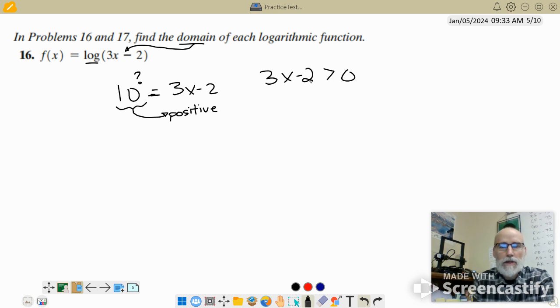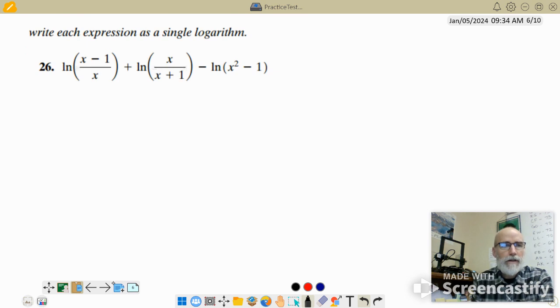So we want 3x minus 2 to be greater than 0. That means 3x minus 2 has to be positive. So I move the 2 to the other side by addition, right? And then I divide by 3, and I end up with x has to be greater than 2/3. That's how you do these problems. You say what you're taking the logarithm of has to be positive, and then you try to solve that inequality.